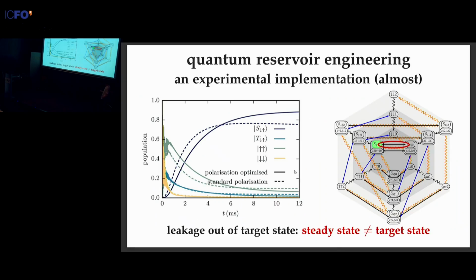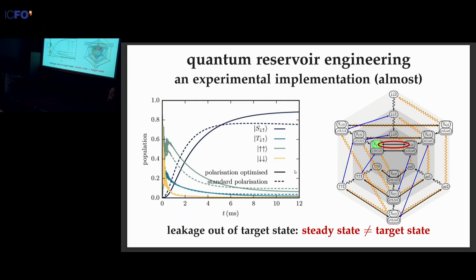And I said this works almost because the dashed line here corresponds to what they did in their experiment. And you see it levels off at about 75%. Now we thought this is a nice control problem. Let's optimize the polarizations. Maybe they didn't think about this. And indeed, you can push the 75 up to 90%, but then you really hit a wall.